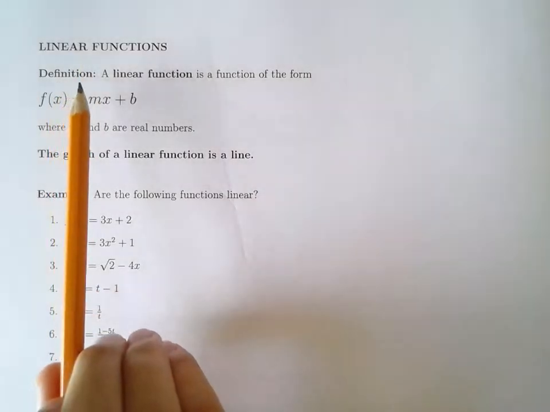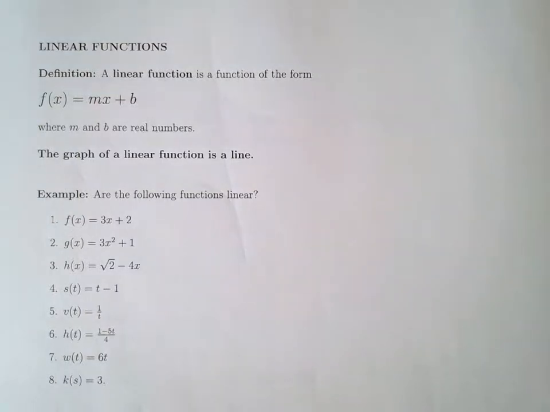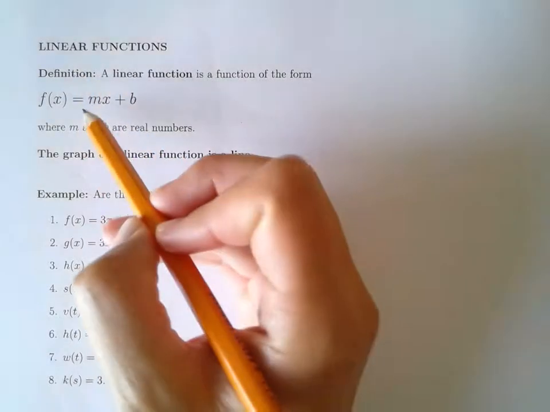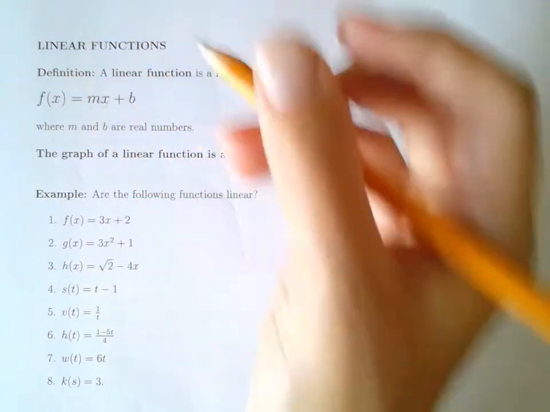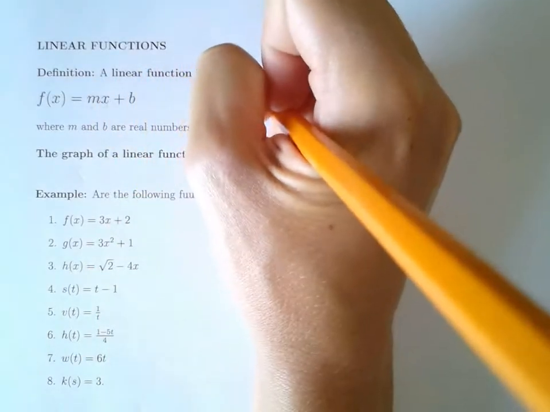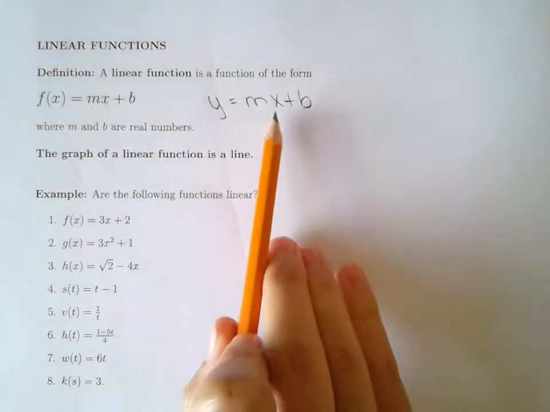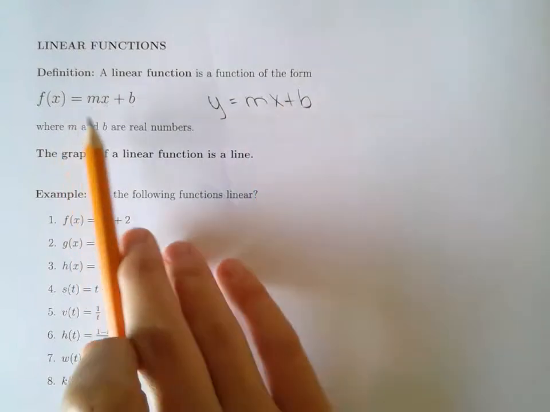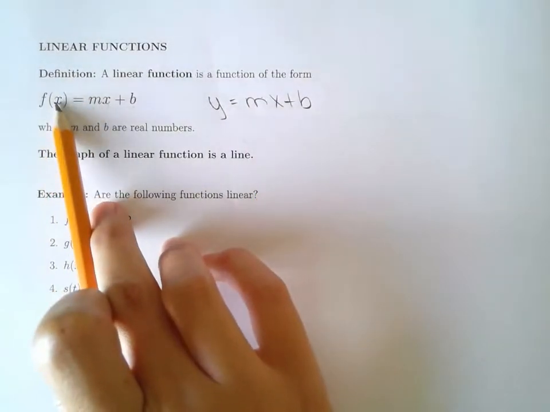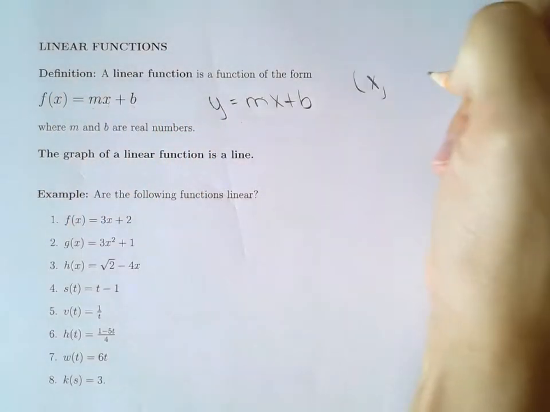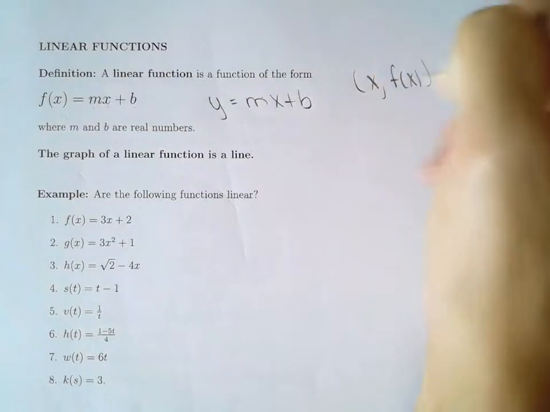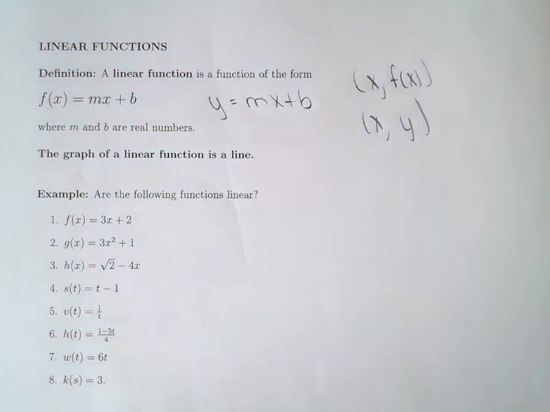It says a linear function is a function of the form f of x equals mx plus b, where m and b are real numbers. So this m and b can be anything as long as they're real, and then you'll see an x here. You can also write it like this, y equals mx plus b. Notice that x is the input value, also you have this x inside the parentheses, and y is the output, or f of x. So you will have x as an input, f of x as your output, or x as an input, y as your output. Either one of those is correct.